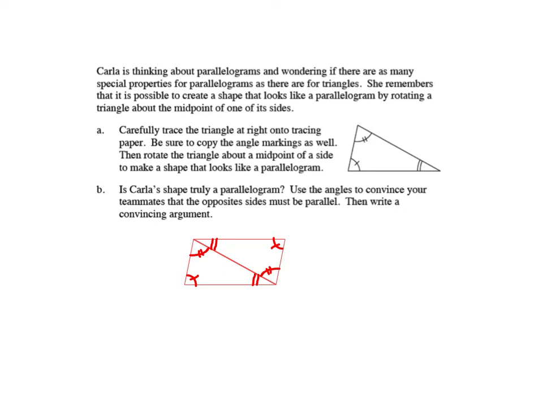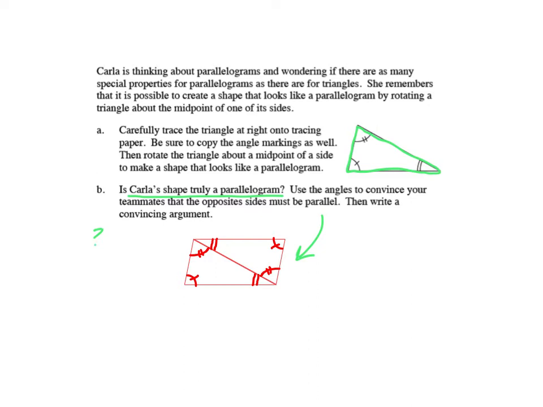And it wouldn't be a CPM problem if we didn't have someone who was thinking about parallelograms and wondering if there are as many special properties for them as there are for triangles. Carla remembers that it's possible to create a shape that looks like a parallelogram by taking this triangle, tracing it, and rotating it. So it says to trace this triangle and rotate it. I've already done that for you here in red, and you can see that the markings carried over as well. The question is, is this shape truly a parallelogram?